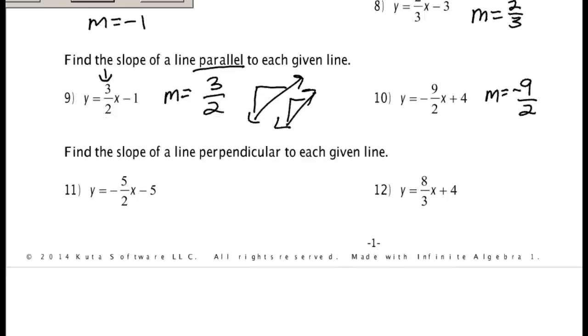Now for the perpendicular. The perpendicular slope to negative 5 over 2 is positive 2 over 5. Good. And the next one? Negative 3 over 8. This will come in handy on the very last page.